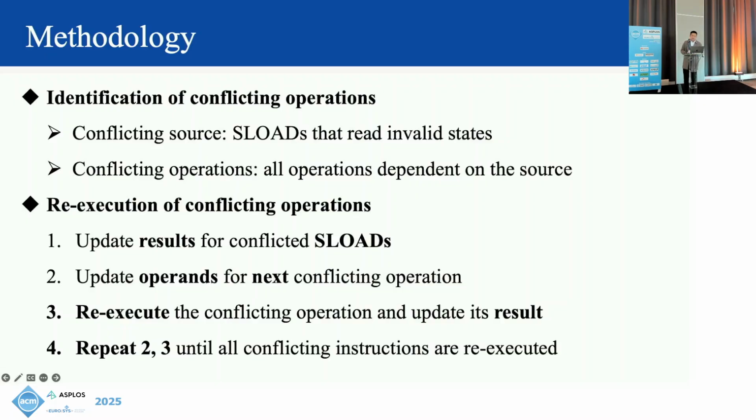First, update the results of conflicting SLOADs to reflect the latest committed states. Second, update the operands for each downstream dependent instruction, and third, re-execute each dependent instruction, updating its result. We repeat steps 2 and 3 until all affected instructions have been re-executed.